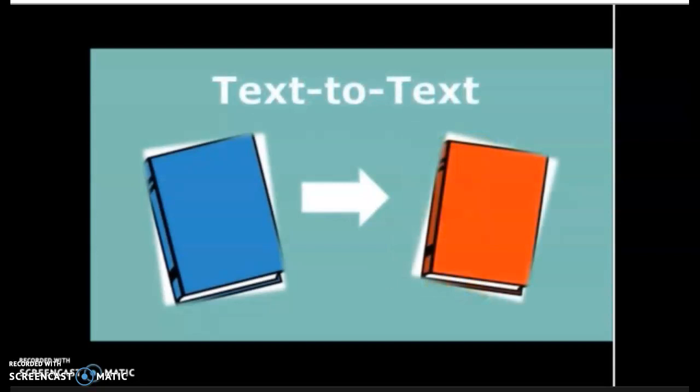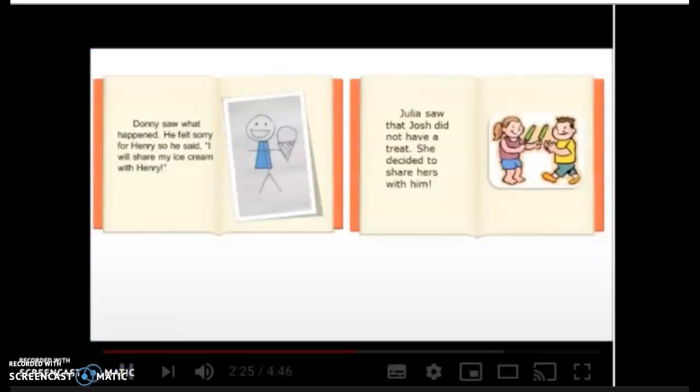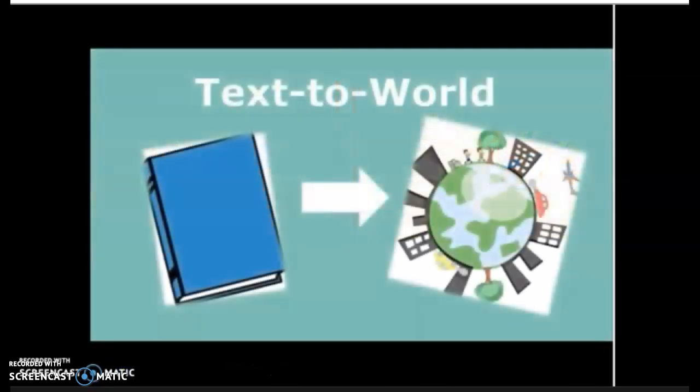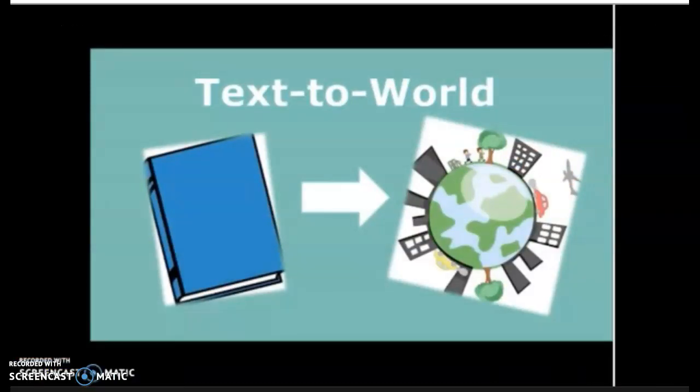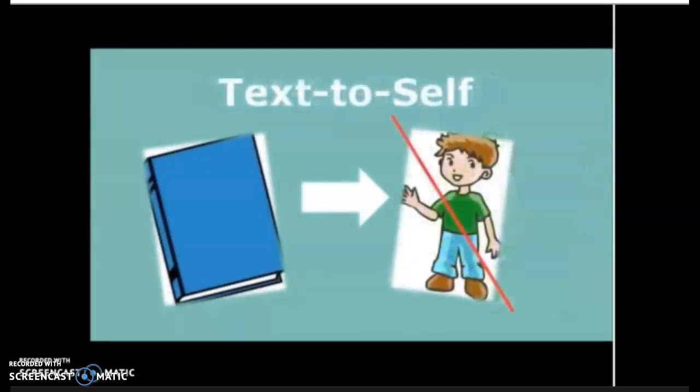The second kind of connection is called text to text. This is when one text reminds you of another. You might read one story and say to yourself, hey, that reminds me of a part in another book. The third kind of connection connects the text to the world, and we call this a text-to-world connection. When we say world, we mean anything going on around you. It can't be something that happened to you, because then it would be a text-to-self connection.